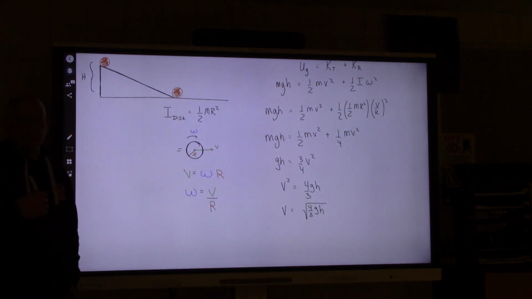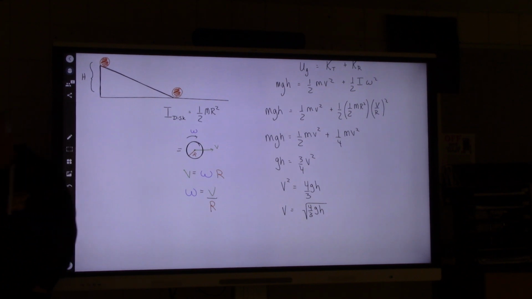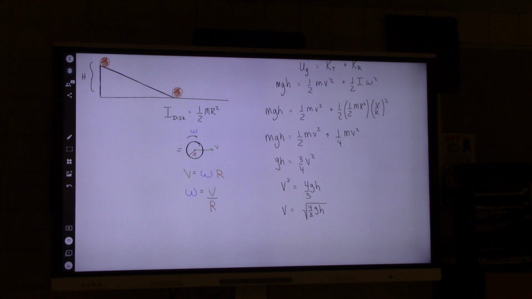Anybody get that besides me? Would the unit on this still be meters per second? Totally.